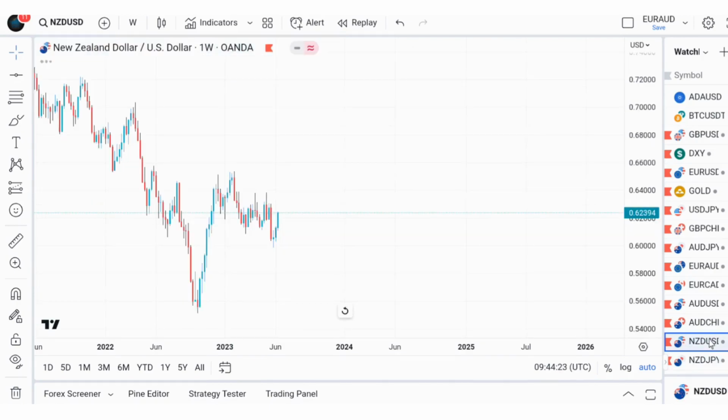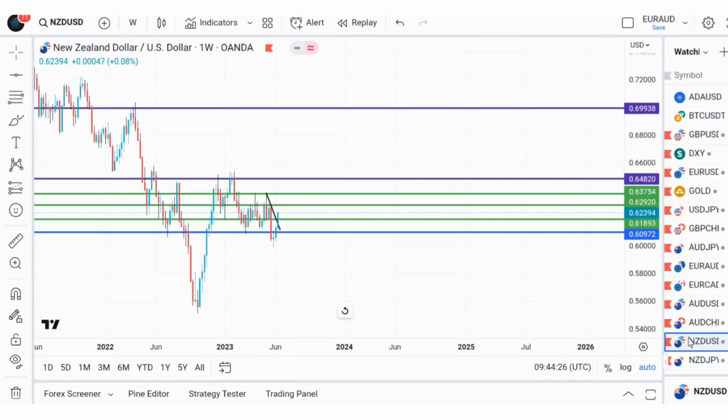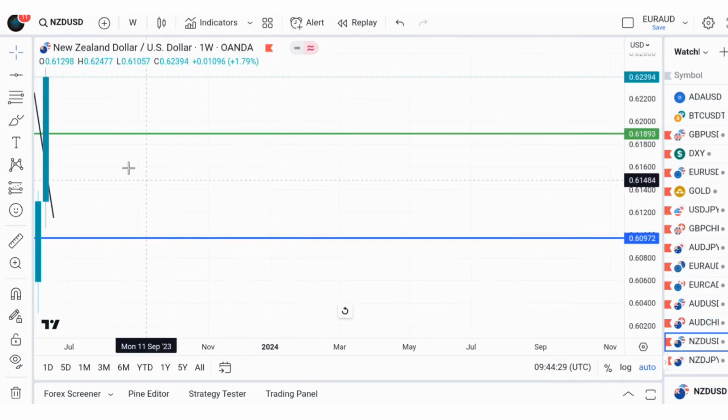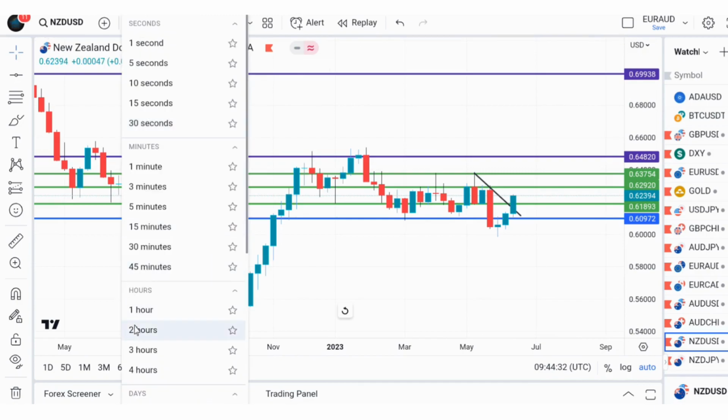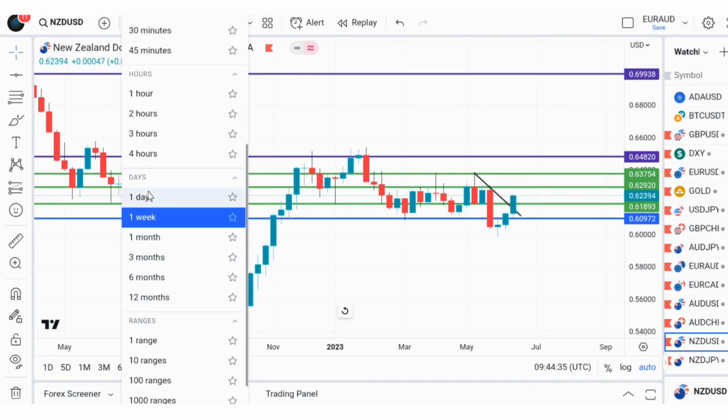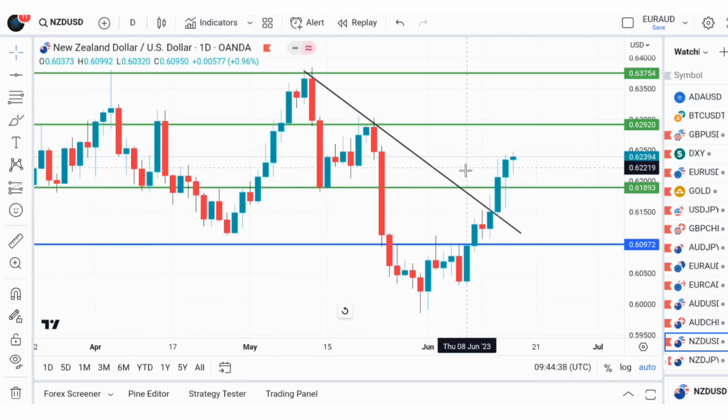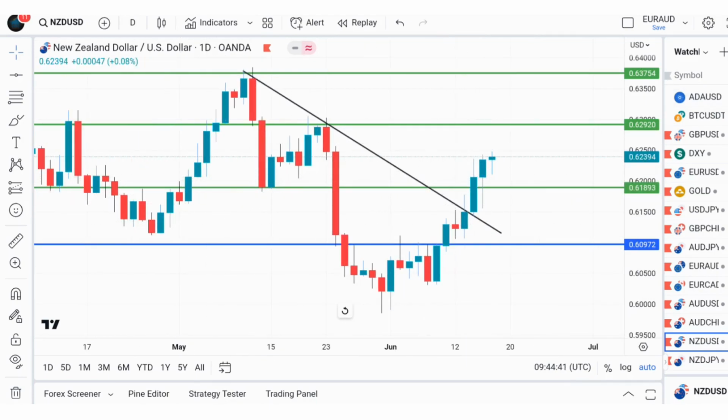So the last pair we want to check is NZD US dollar. Let's go back to the daily time frame. As you can see, we have a breakout of this level right here already, but I'm trading this on one condition: if there is a pullback to this level, back to 0.61893, then I will be buying to 0.62920, which is the first take profit level, then 0.63754, which is the second take profit level.